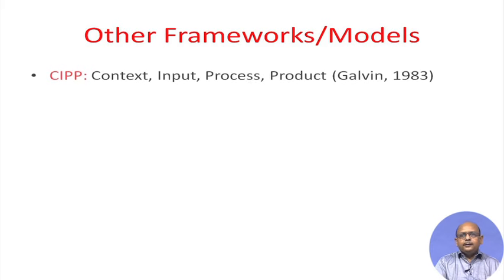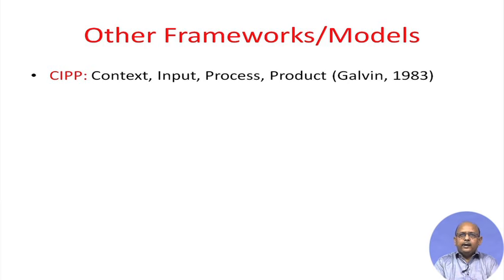For example, there is a CIPP model, which was proposed by Galvin in 1983, and he suggested 4 different things that are to be looked into, that is context, input, process and product. The context is why this training is being given. Input is what is being delivered in terms of content, process is how it is being delivered, and the product is the outcome, what is the outcome of this training program.